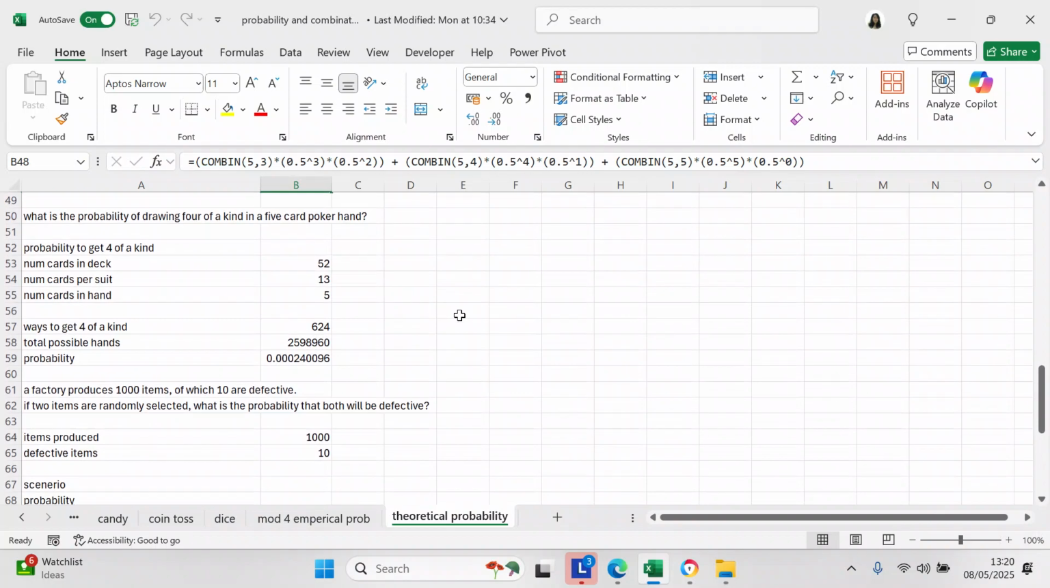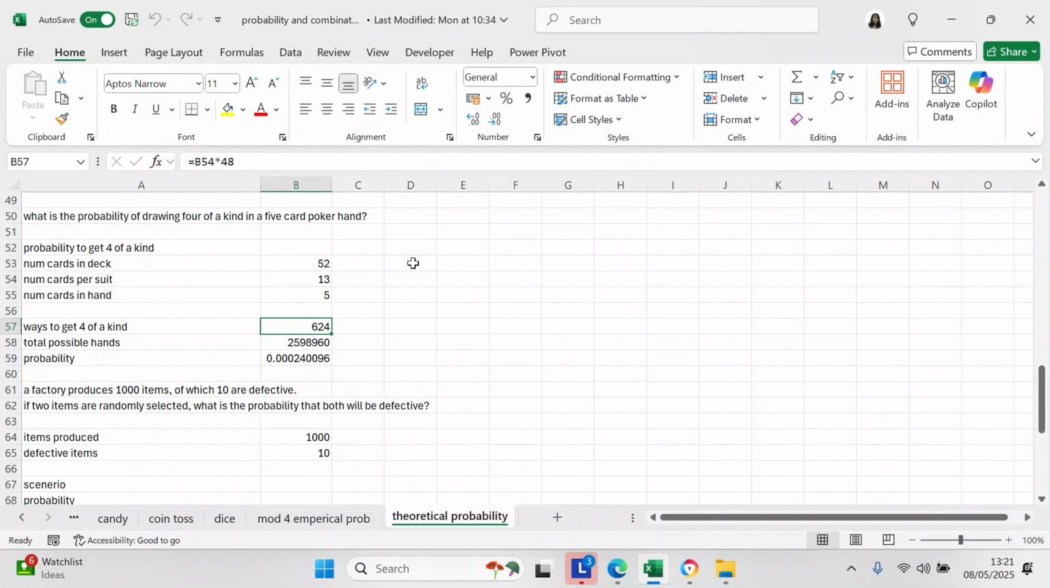Now we have a question. What is the probability of drawing 4 of a kind in a 5-card poker hand? So you have the number of cards in a deck, which is 52. The number of cards per suit is 13. The number of cards in a hand is 5.